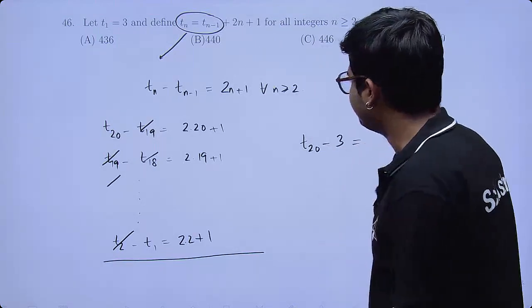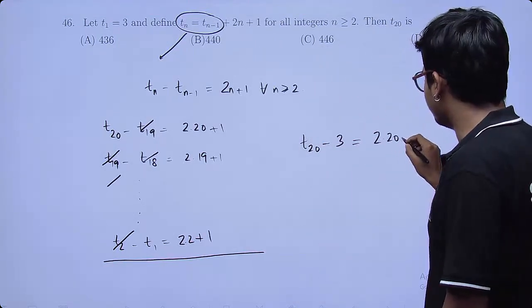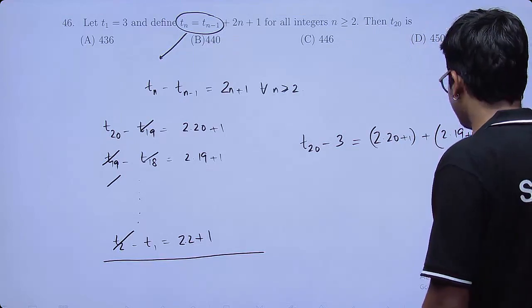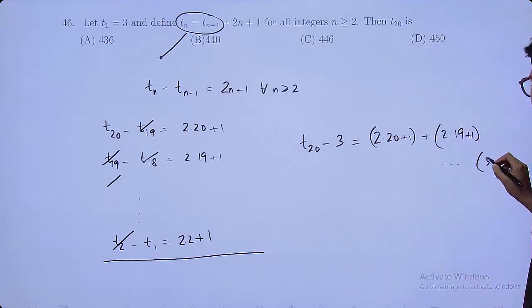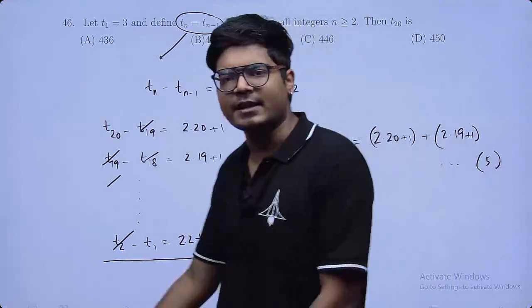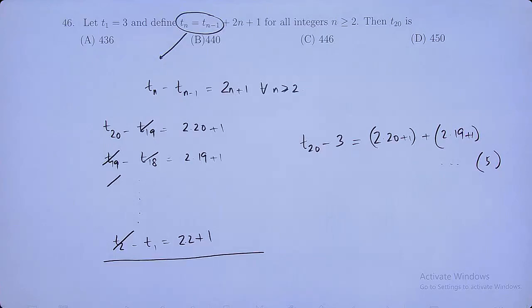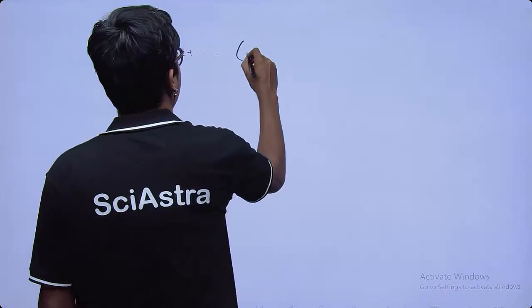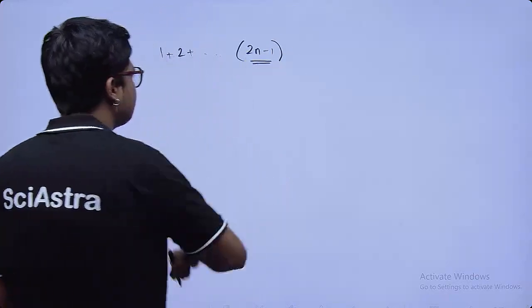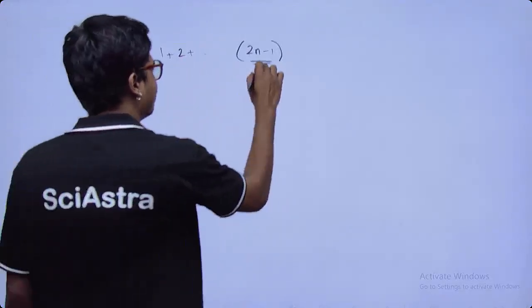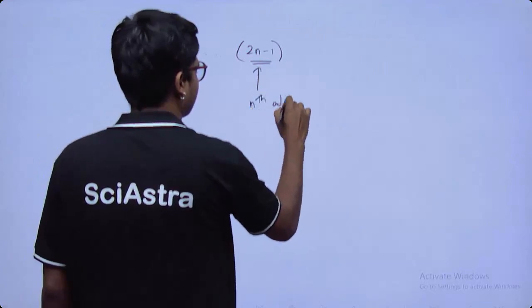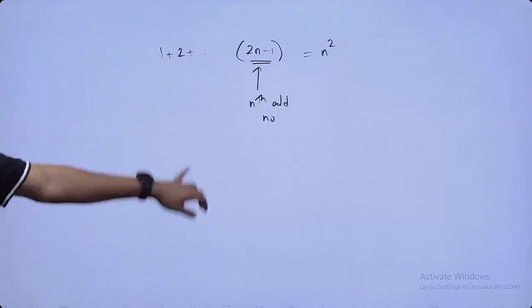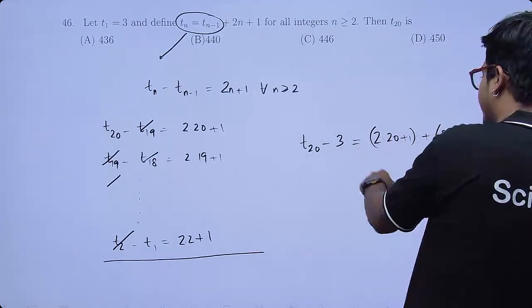That should be equal to 2 into 20 plus 1 plus 2 into 19 plus 1, all the way till what is the last term you're getting? You're getting 2 into 2 plus 1, so 5, right? So the right hand side is basically the sum of odd numbers. Yes or no? And what do we know about odd numbers? If you look at the sum 1 plus 3 all the way till 2n minus 1, this 2n minus 1 is the nth odd number. We know that this sum always turns out to be n square. Yes or no? So in this case, you have 5 all the way till 2 into 20 plus 1.